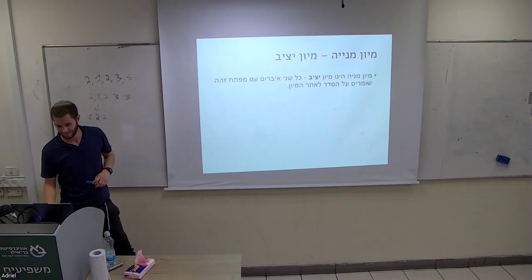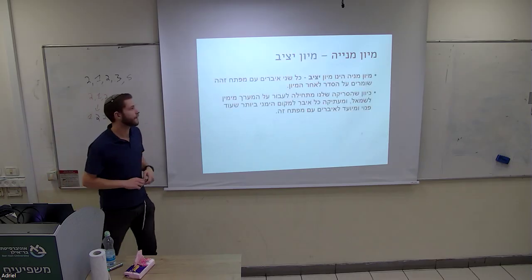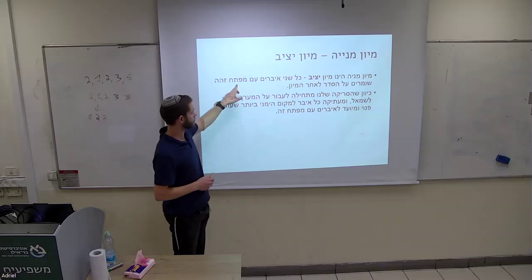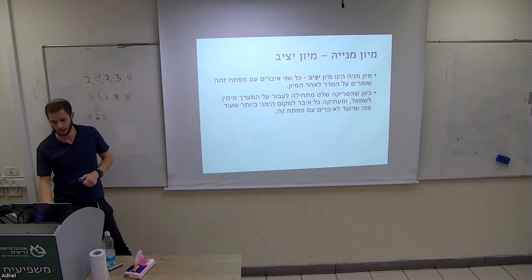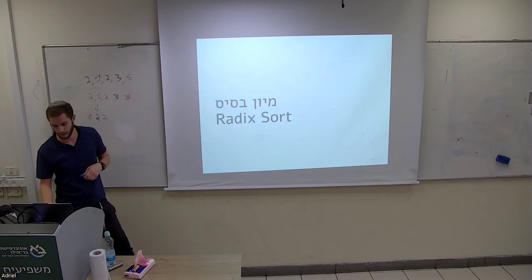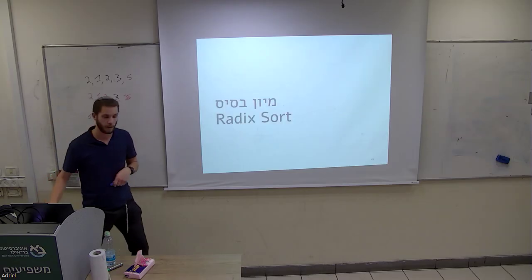Fantastic. All right, so count sort is stable. Every 2 elements with the same key keep the original order after the sorting. Okay, radix sort.